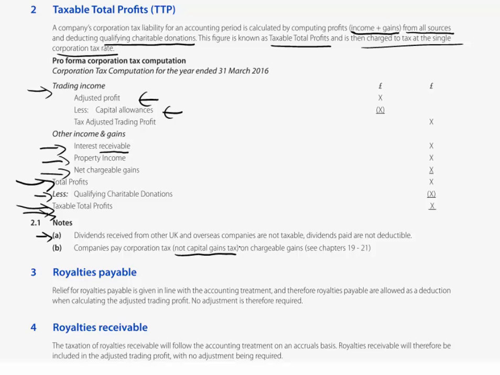If necessary, if you need to compute the profit figure to determine whether or not the company may be required to make quarterly instalment payments, then you would add in franked investment income. That is the gross equivalent, 100 over 90, times dividends received, but not from related 51% group companies. So make sure you've learnt that pro forma computation.